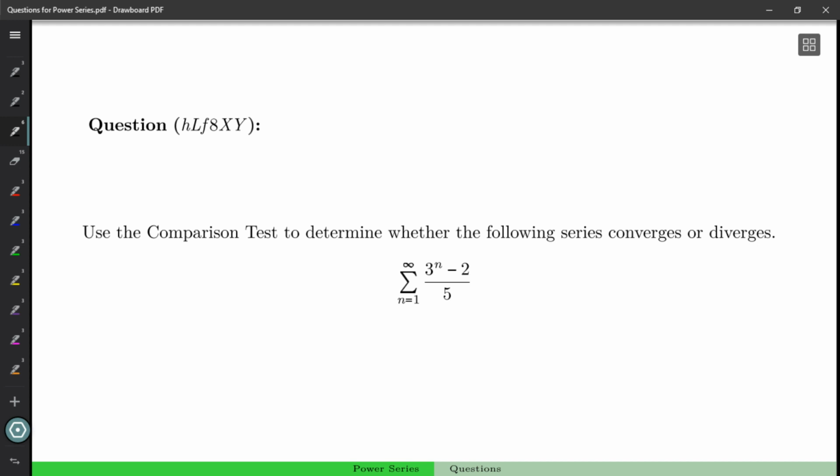Use the comparison test to determine whether the following series converges or diverges. So we're adding up 3 to the n minus 2, all over 5.